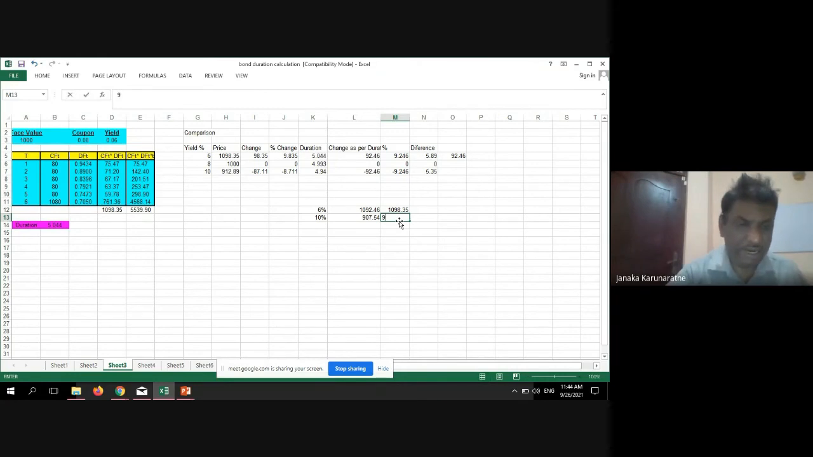The one is 912.89. Right? So you see there's a difference. Now, when we use the normal formula, this is what we get. But if you use the duration formula, this is what we get. If you use the normal formula, this is what we get for the increase, and if you use the duration formula, this is what we get, right?